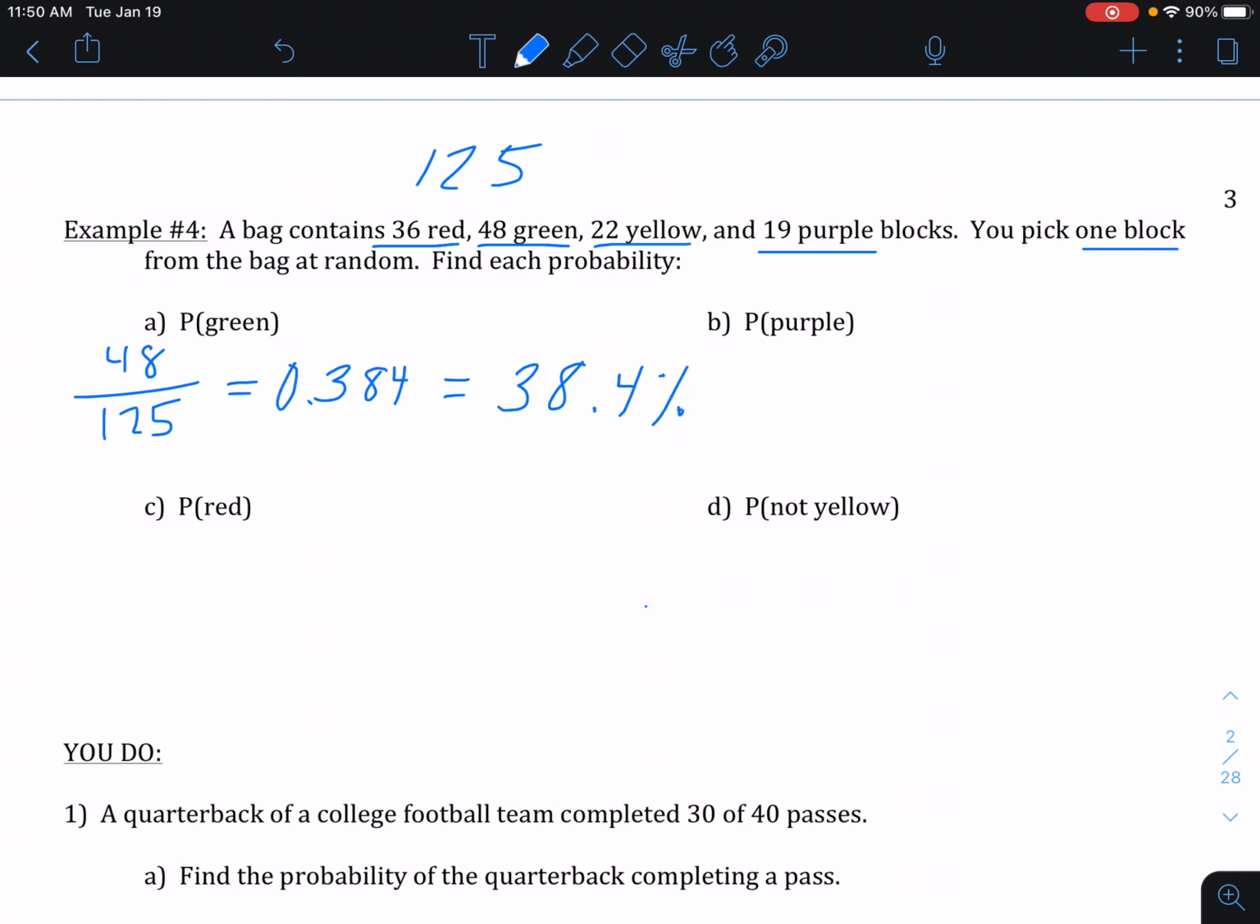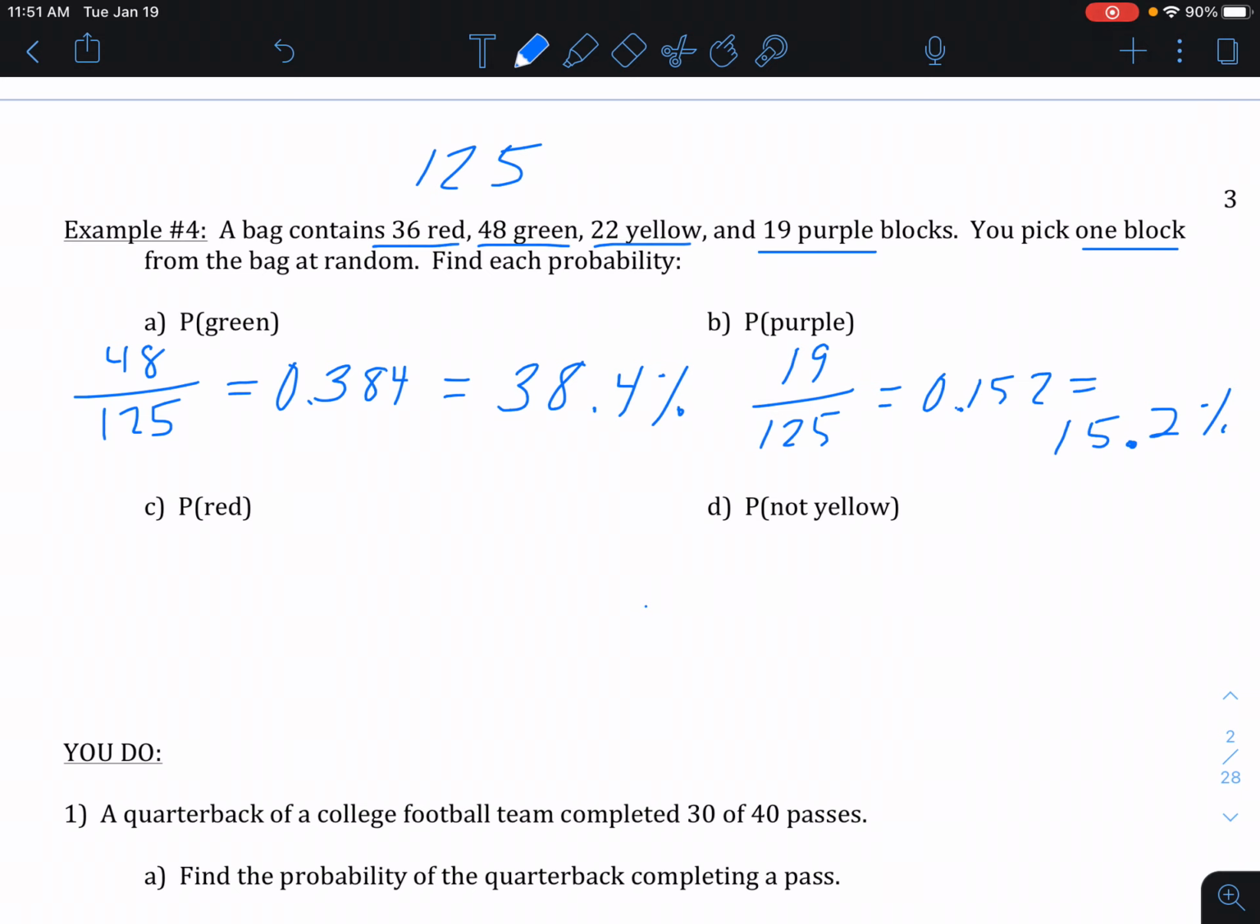The probability of getting purple, I'm on letter B, would be 19 out of 125. So I'm dividing that now. So that would be 0.152. Move the decimal twice to get a percent, 15.2%.